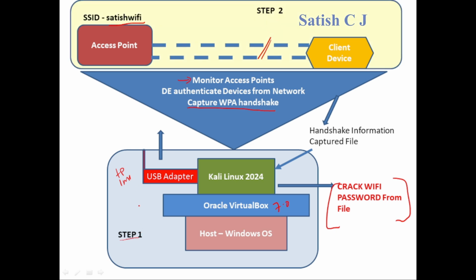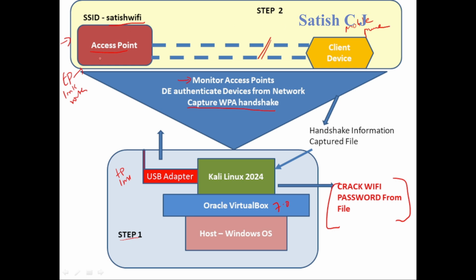And step 2 is we'll see how to establish our own network. So here I have a TP-Link router which acts as my access point. And the client device is my old mobile phone which I'm going to connect.